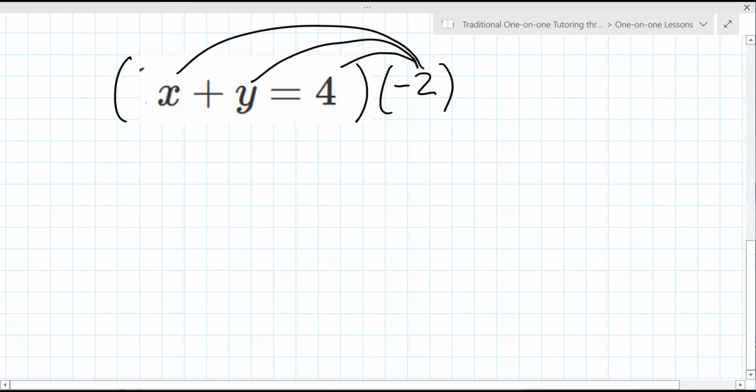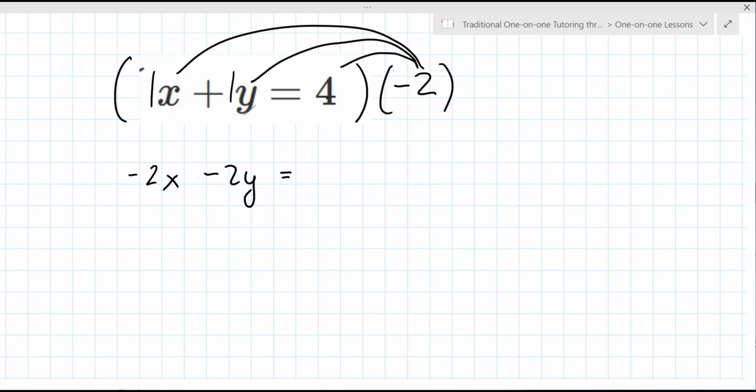Now, what is the number that's in front of x and y, but is not written? 1. And that's what you're multiplying by. You are multiplying x, but it's the number in front. So that's -2x. What about this next term? What is 1y times -2? -2y, good. Equals 4 times -2. What's 4 times 2? 8. -8. Yep, -8. Perfect.